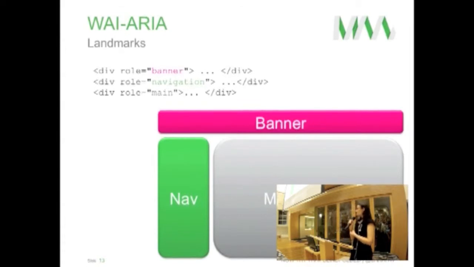So I mentioned before that assistive technology will, for instance, allow you to skip through headings. Well, assistive technology and screen readers that support ARIA, and a lot of them do, will actually allow the user to cycle through the ARIA landmarks so they can go straight to the navigation or straight to main content. So if they become familiar with the site, they can just jump straight there.